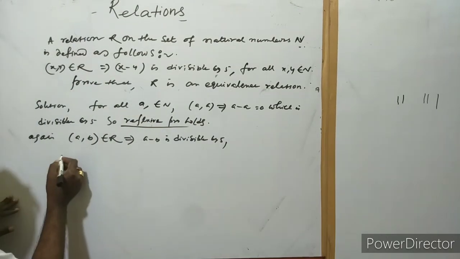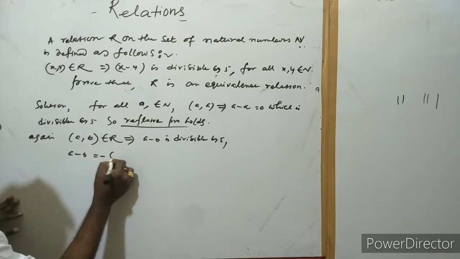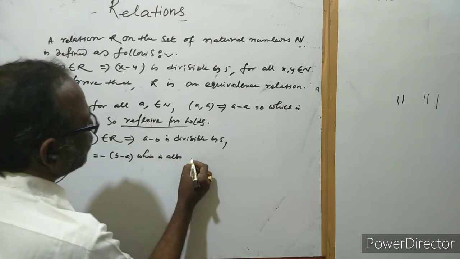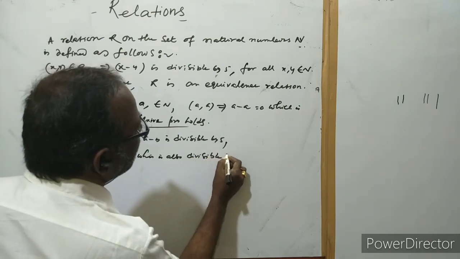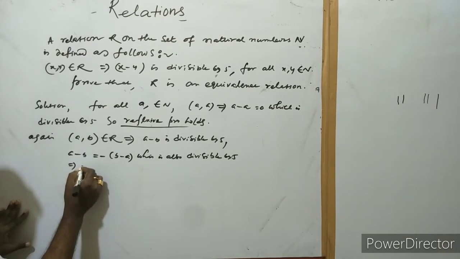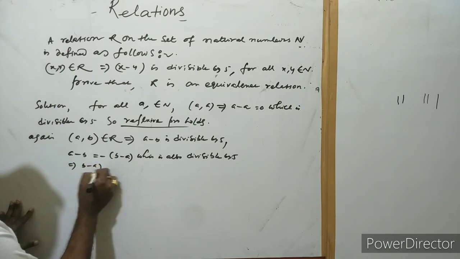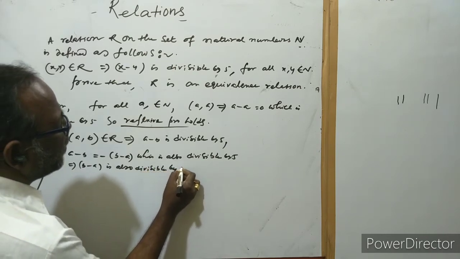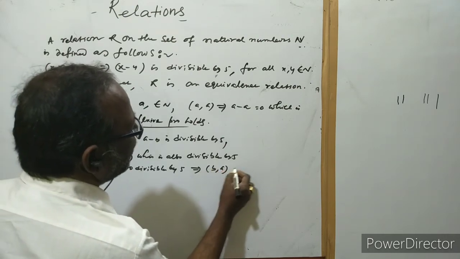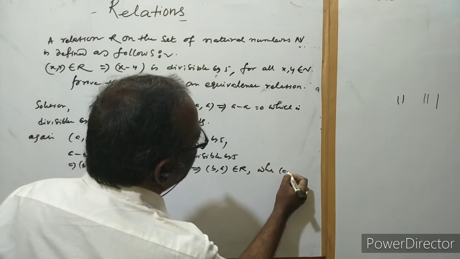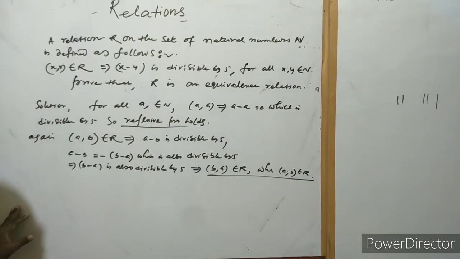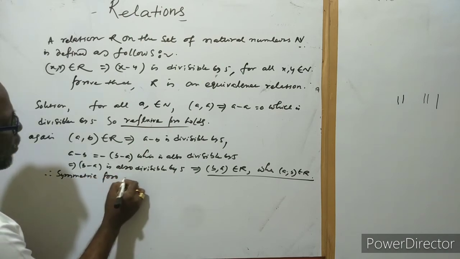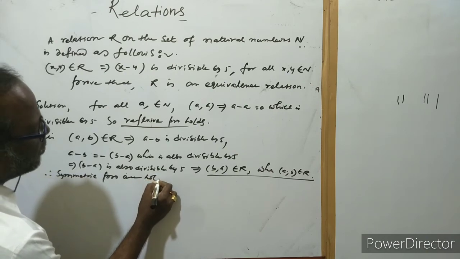So for that we can easily write now a minus b, and that is equal to, we can write here b minus a, which is also divisible by 5. So that implies that b minus a is also divisible by 5. Implies that b comma a lies on R when a comma b does. So this property is called the symmetric property. Therefore the property holds. Okay.